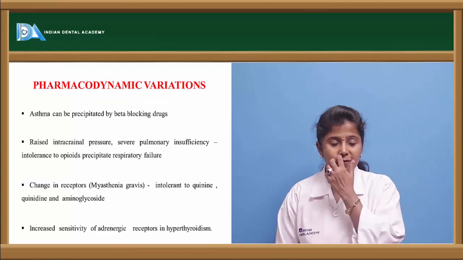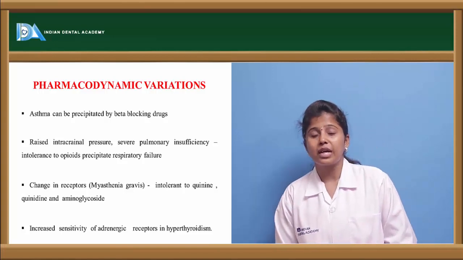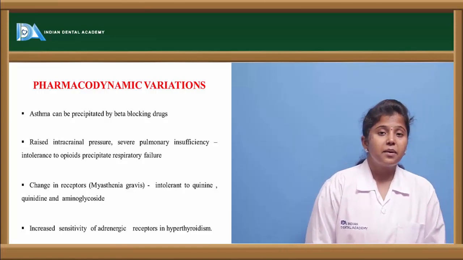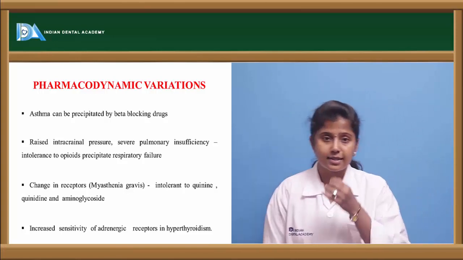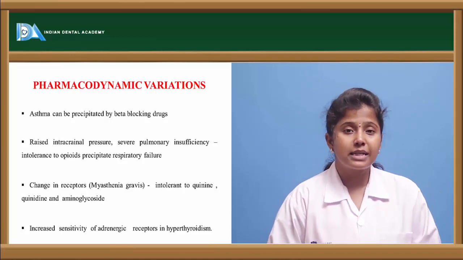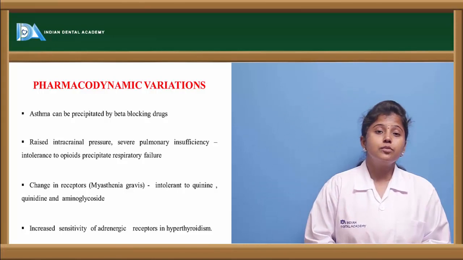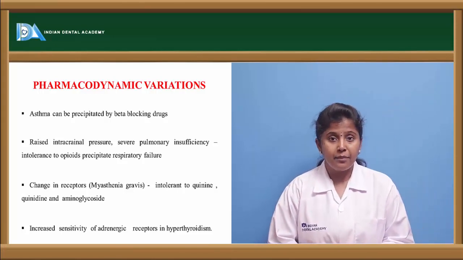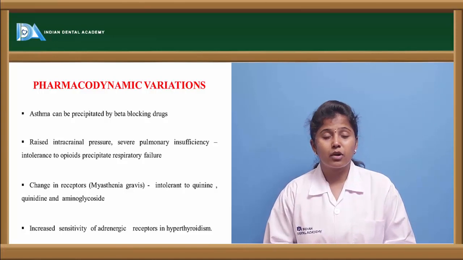What are the pharmacodynamic effects which alter the drug response? Pharmacodynamics means the biological alterations which are going on in the body. For example, if we take asthma, here the beta blocking drugs, especially the drug called salbutamol. That salbutamol is a beta blocking agent. This should be strictly contraindicated in asthma, because the patient has asthma and is taking salbutamol or a beta blocking agent.